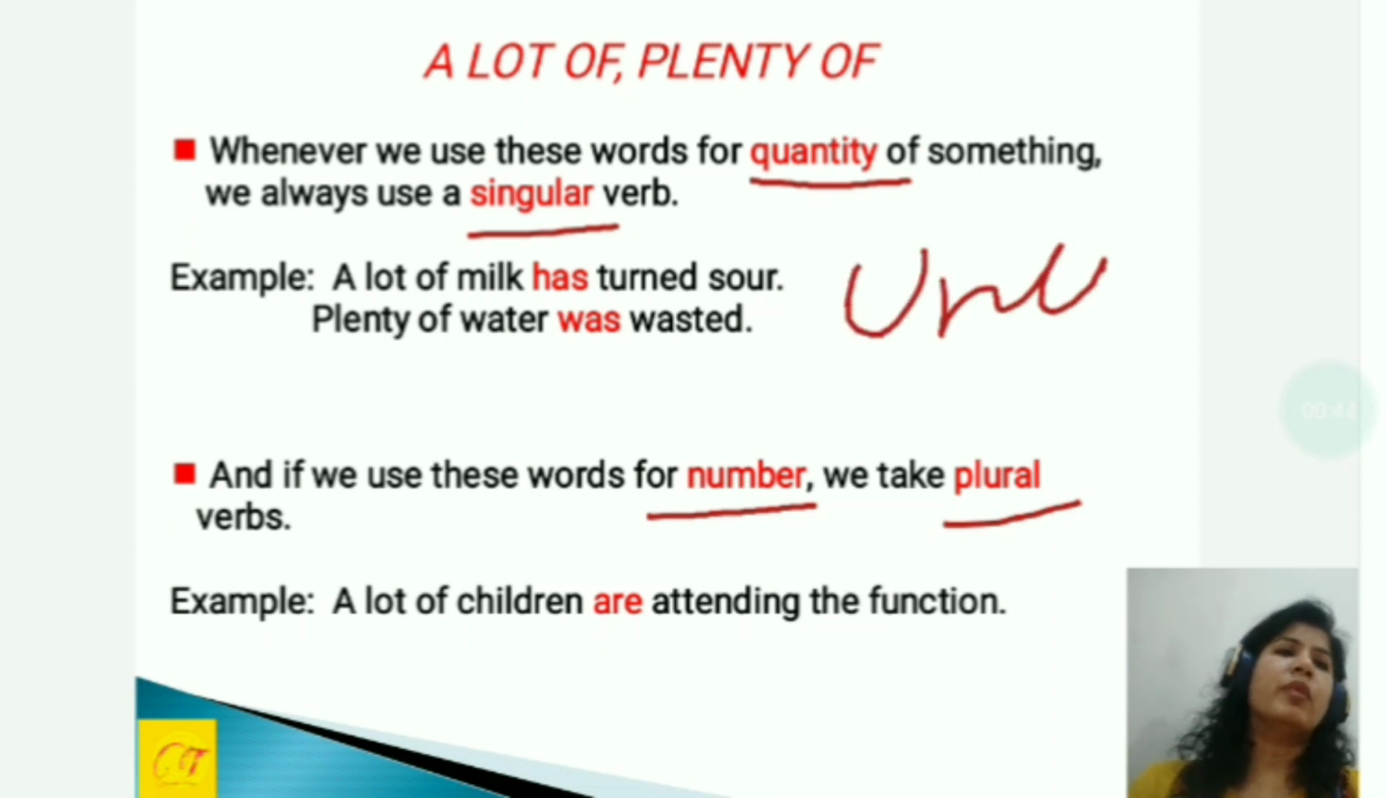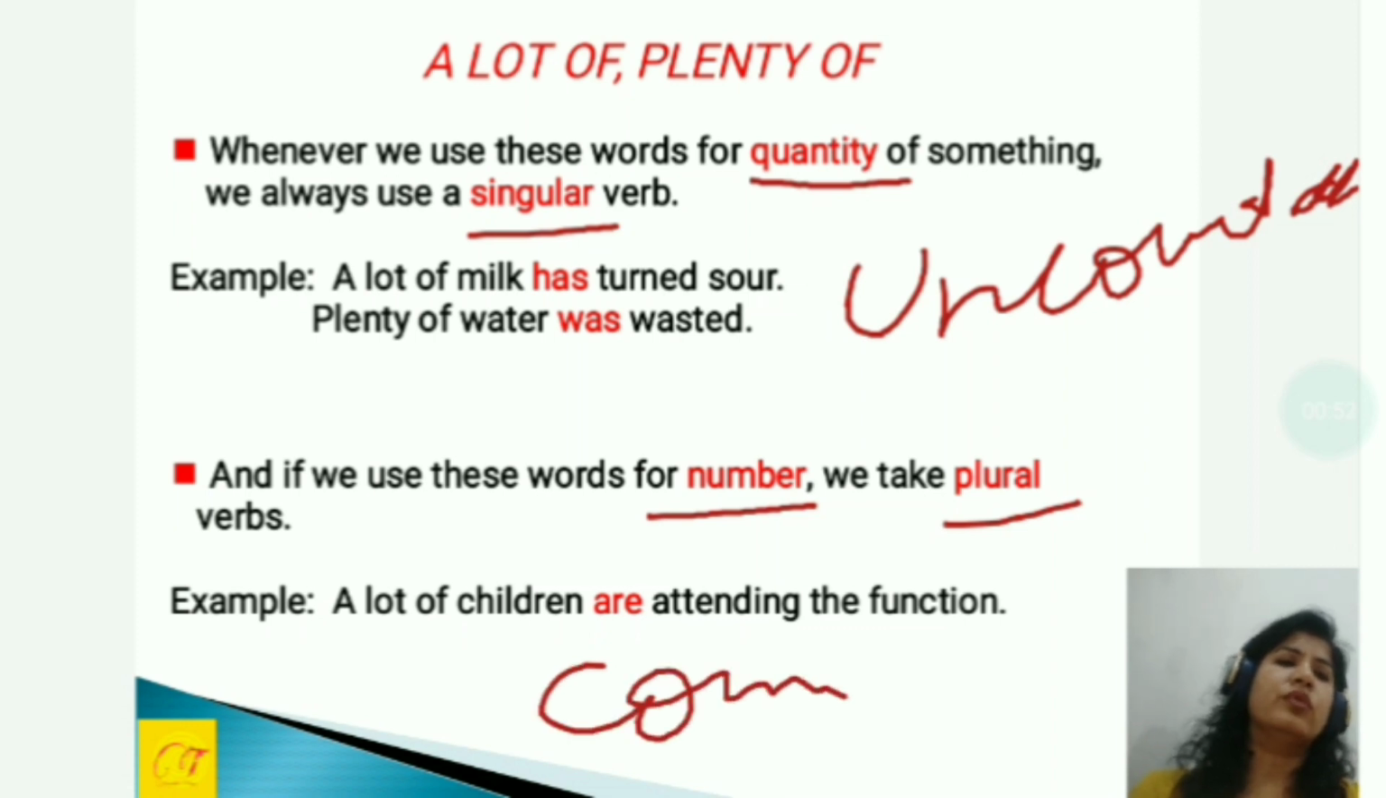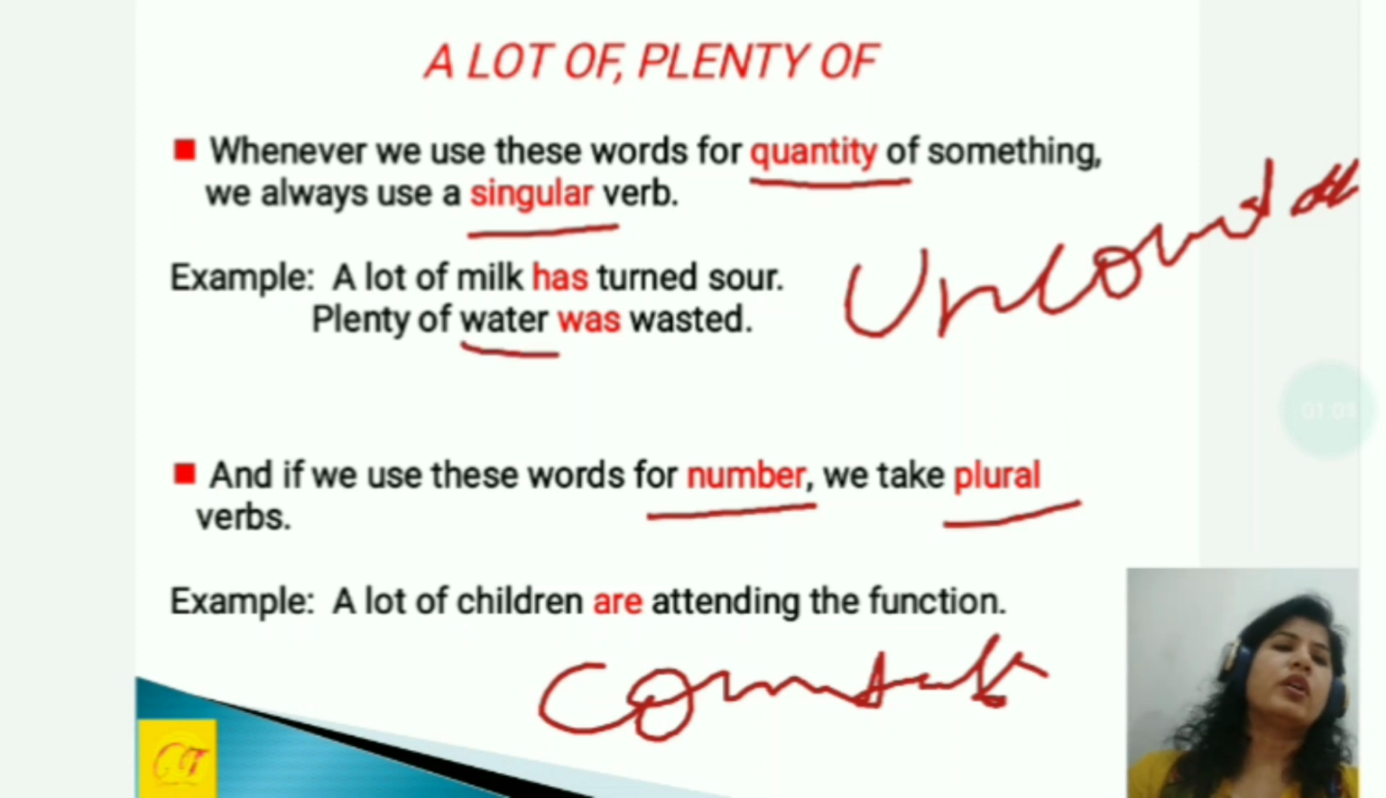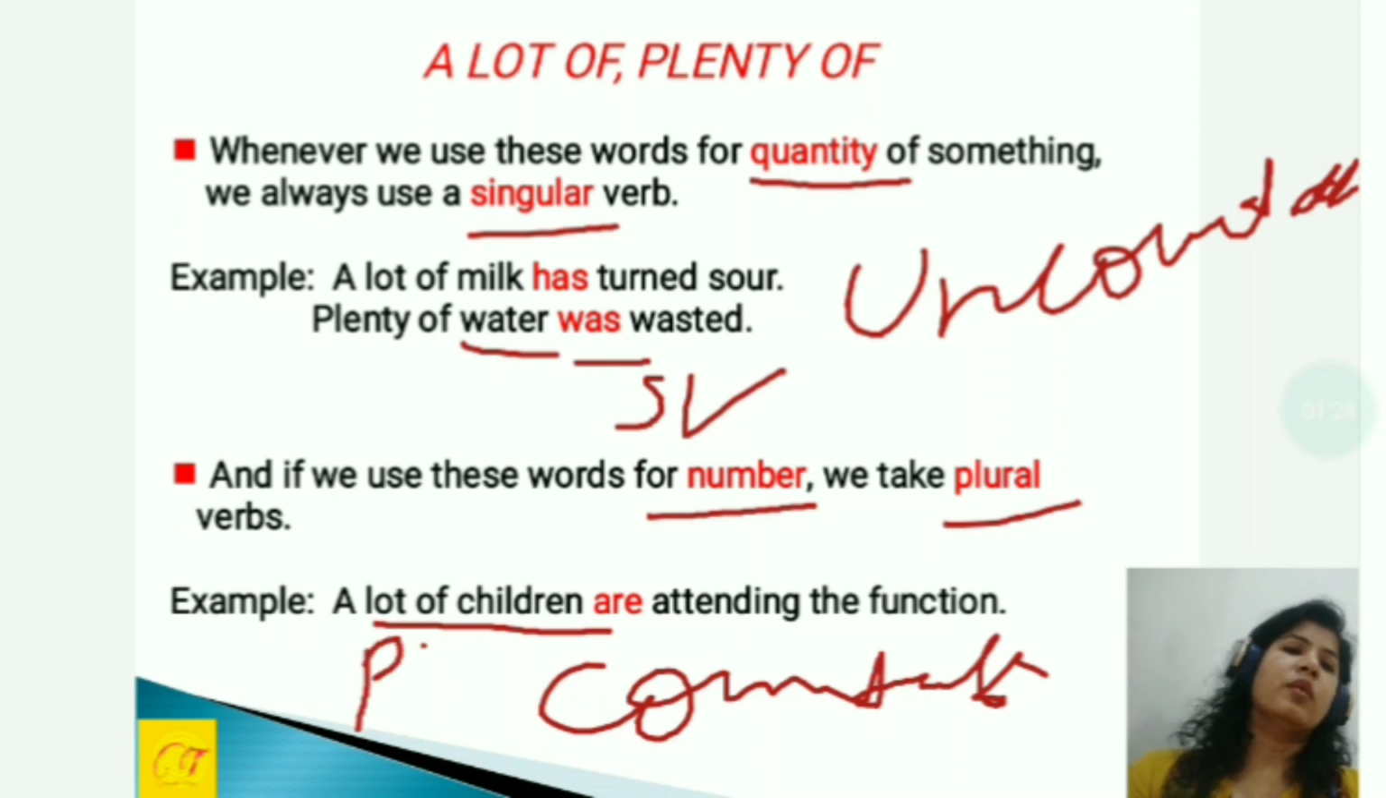Uncountables are those that we can't count, and countable nouns are those that we can count. Here is an example: a lot of milk has turned sour. Milk is uncountable. Plenty of water. Water is uncountable. So here we would use a singular verb. And for subjects that we can count in number, as in the example, a lot of children are attending the function, these are countable, so we would use a plural verb. Alright?